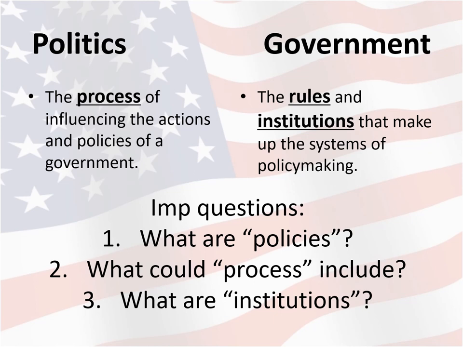Okay. Government is referring to the rules and the institutions that make up our system of policy making. So like I said a moment ago, think of Congress, think of the executive branch, think of the judicial branch. These are institutions, and all the laws that we're expected to follow, these are rules. I hope that helps.